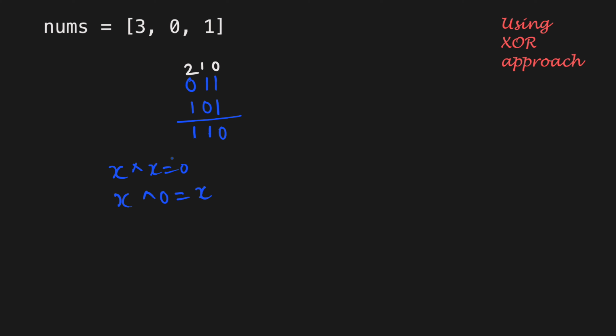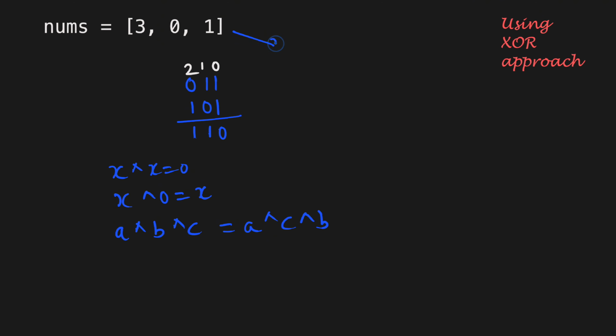And also, when XORing multiple elements, the order of the elements doesn't matter. So, if we do A XOR B XOR C, it is the same as A XOR C XOR B. So, this tells us XOR is both commutative, that is order doesn't matter, and associative, that is grouping does not change the value. Now let's see how these properties are useful in this problem.